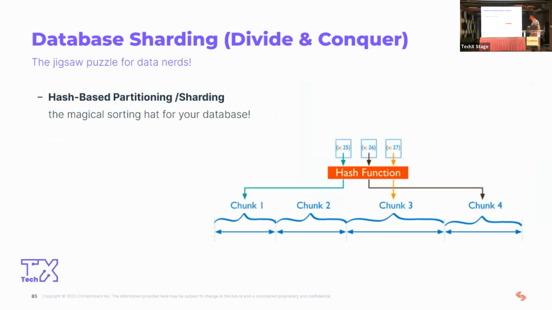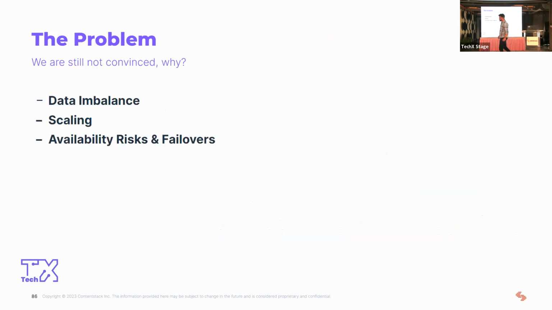The second one would be hash-based partitioning or sharding. It is like a magical sorting of our data. We put it using a hash function, and whatever the result is, we'll put our data over there, whatever it points to, right? But the question here is, does this make sure of everything that we are trying to achieve? The answer is no. Why?